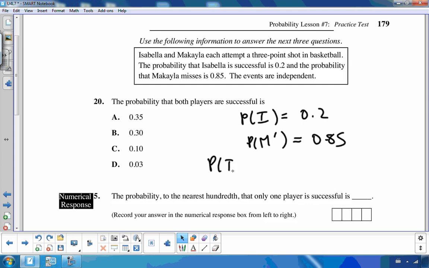So the probability of Isabella and Michaela. They're independent, so I'm going to multiply them together. The probability that Isabella is successful is 0.20. Now Michaela, the probability she misses the shot is 0.85, so the probability she makes the shot is 0.15, 1 minus 0.85. So I can multiply those together, and that will give me my answer of 0.03.